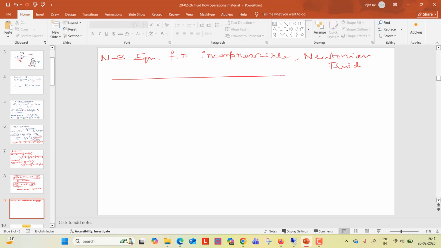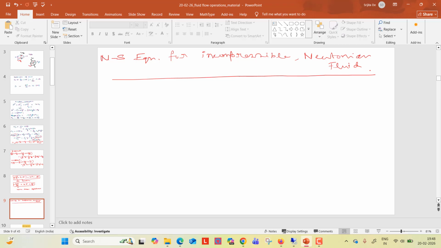Why is this important? Because in our analysis, we also always consider it as an incompressible fluid. Though none of the real fluids is incompressible, for the analysis point of view, you have to take it as incompressible, otherwise the computational burden will be very high. The system will not be able to solve very complicated equations, right? So that's why we take it as incompressible fluid.